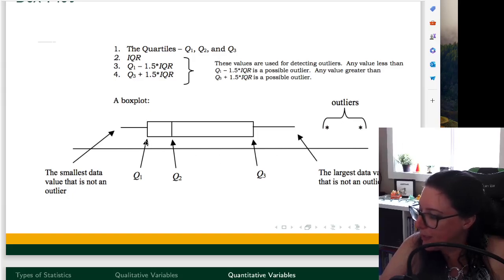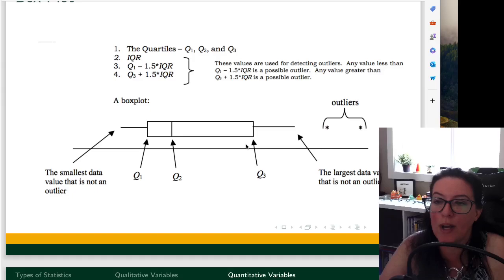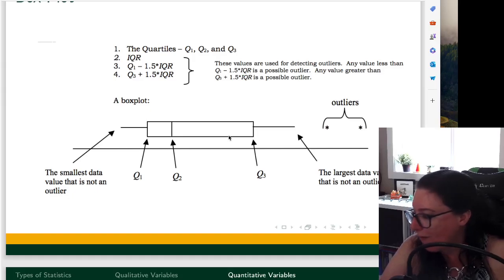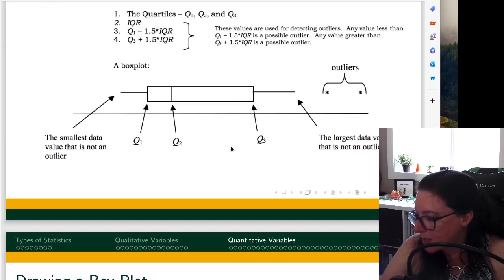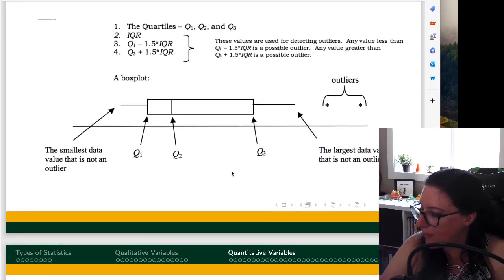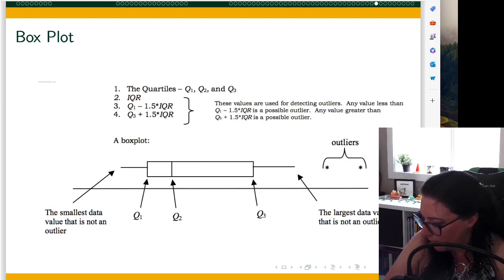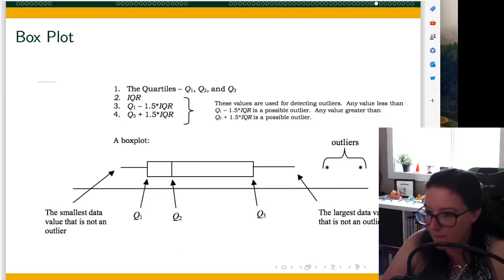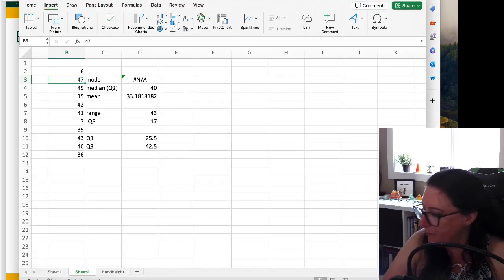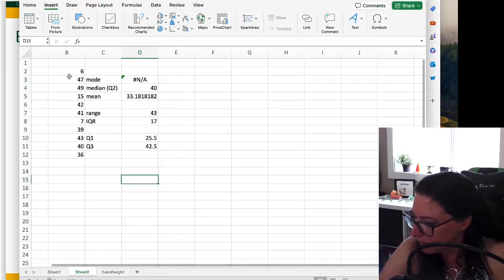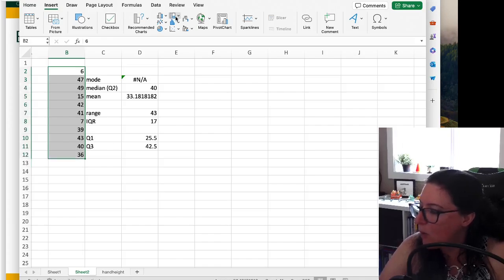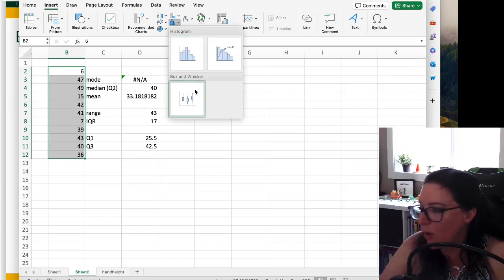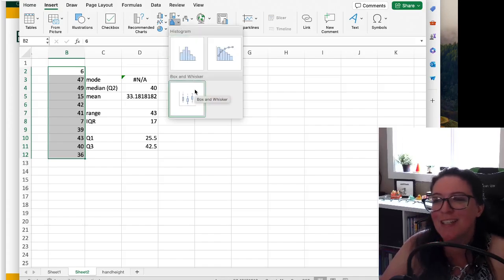So to create this, we need Q1, Q2, Q3, and then the whiskers are based on that difference between Q1 and Q3 times 1.5. So if you're going to create a box plot, you can create them inside of Excel. Let's go find my data here. So if this is our data here, we can create a box plot. It's called box and whiskers.